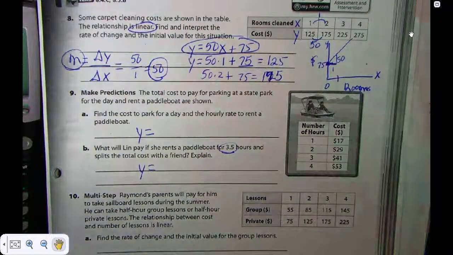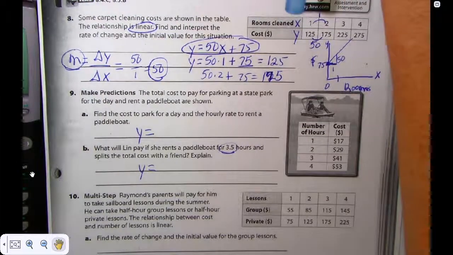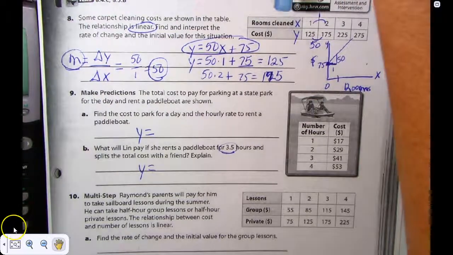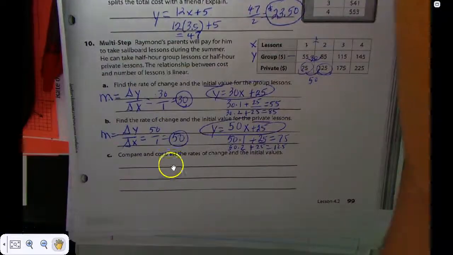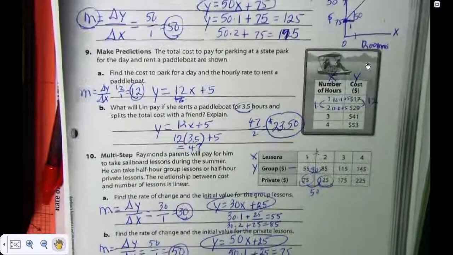I'll be right back there. So if you're watching the video, work number 9 and then turn it back on to listen. Okay, let's go back to number 9 real quick for the recording.